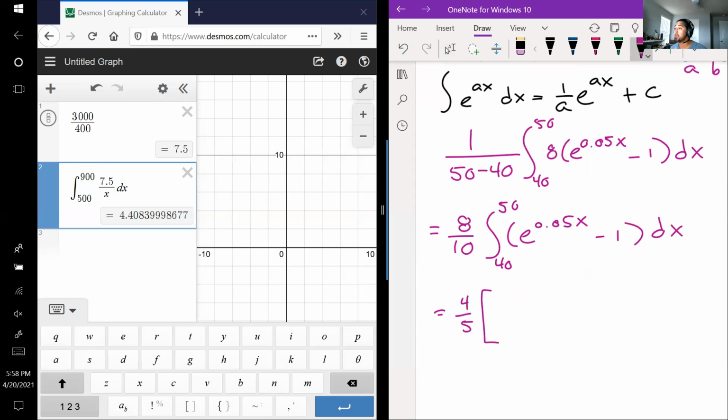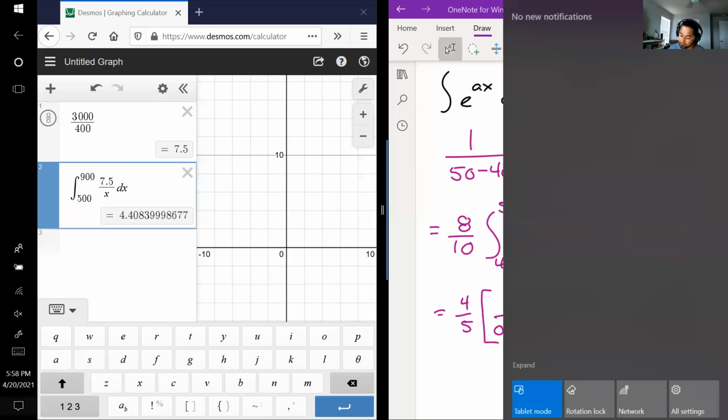And now here's where we use that special formula above. So the antiderivative of e to the 0.05x is going to be 1 over 0.05 times e to the same exact thing, minus the antiderivative of 1. 1 is a constant, so it's going to be minus x. And we evaluate this from 40 to 50. And now calculator time.